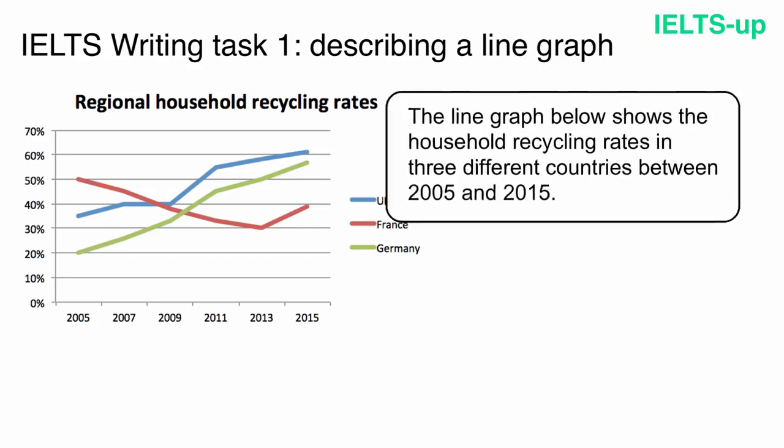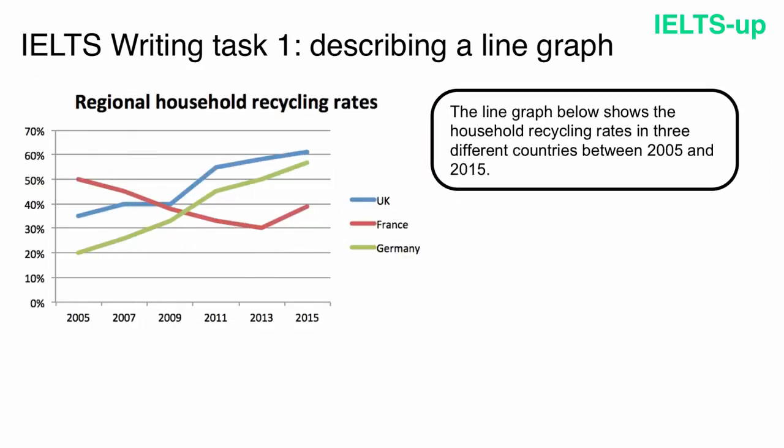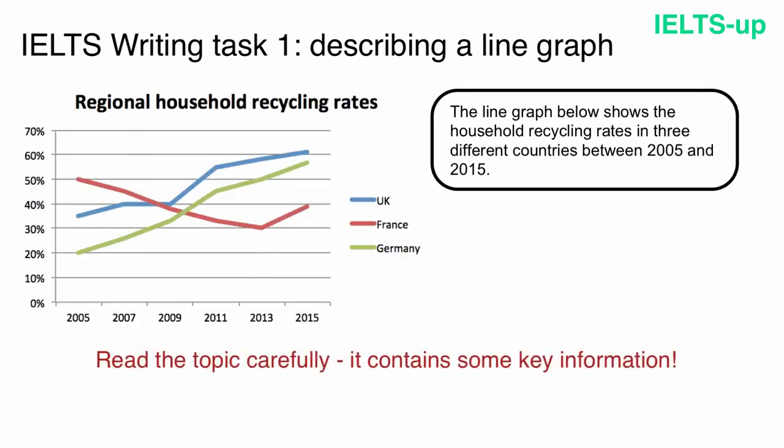What it says. The line graph below shows the household recycling rates in 3 different countries between 2005 and 2015. So, you are always given a description of your graph in your topic. This information is very important as it helps you to understand what's going on your graph. So, read the topic carefully.